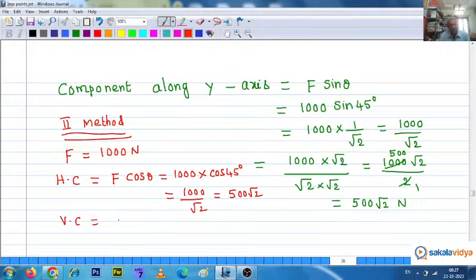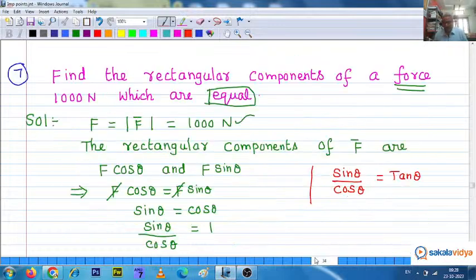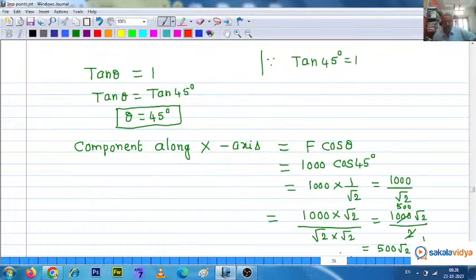Vertical component is equal to F sin theta. So F is 1000 multiplied with sin 45. Sin 45 is again 1 by root 2. So 1000 by root 2. Half of 1000 is 500 root 2, write down. It's very simple, this second method. For multiple choice questions you can do it directly, but for academic examinations you need to complete all the steps like this. I hope it's very clear to you, right?